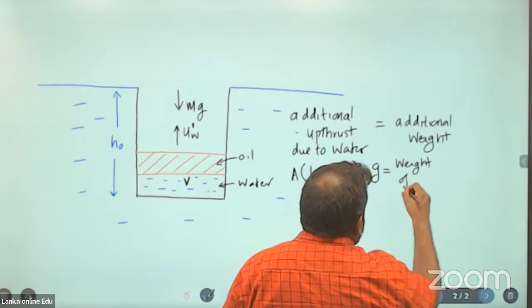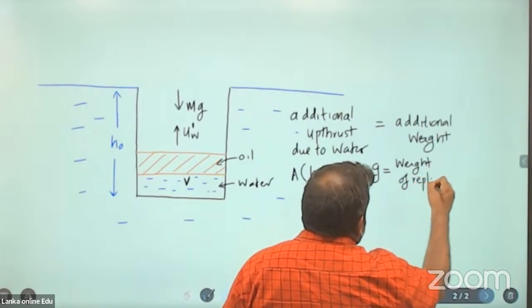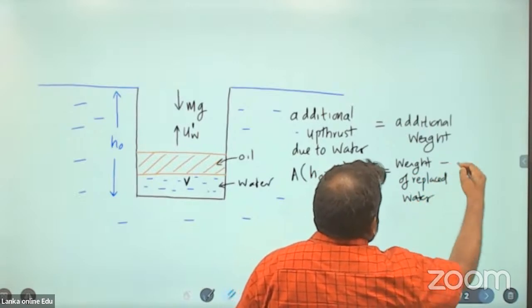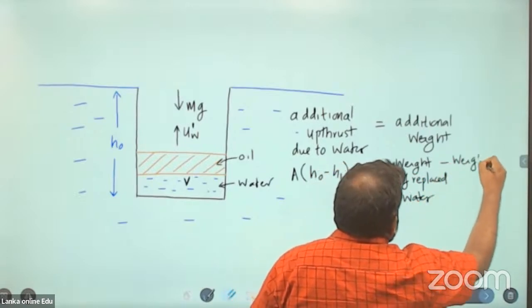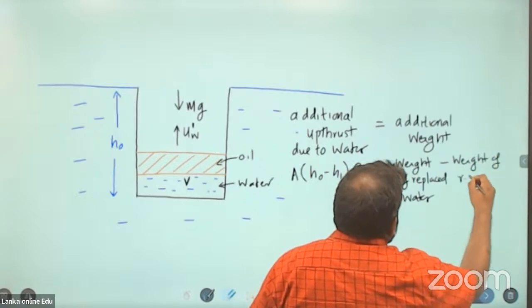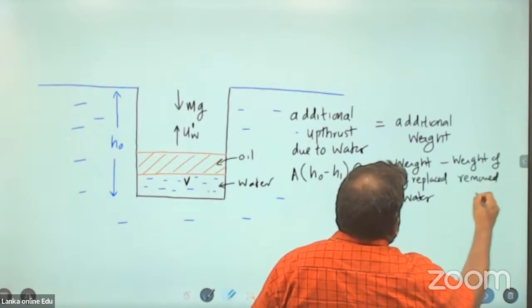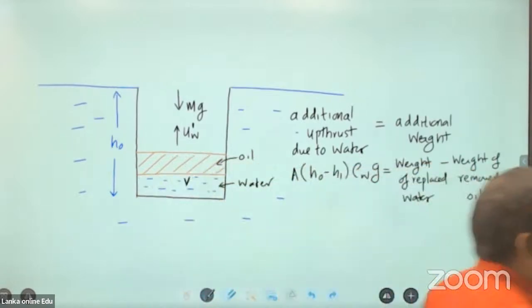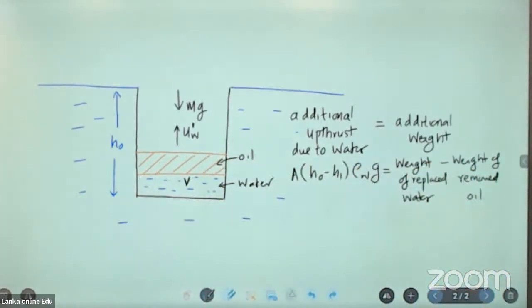That means if I write here, additional weight is weight of replaced water minus weight of removed oil. Tell me in the chat, did you all understand this? Is it clear? Answer.